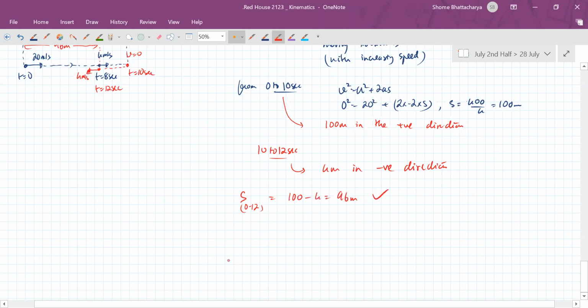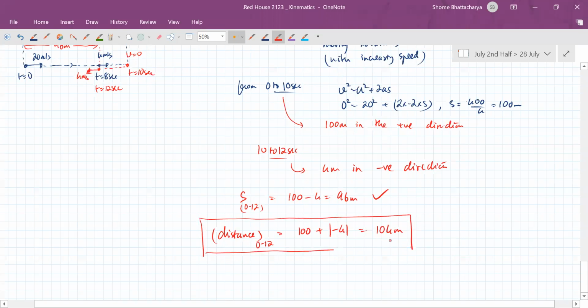By formula also it had come out like this. But if I talk about the distance from 0 to 12, it should become 100 plus mod of minus 4. So it should become 104 meters. So in that 0 to 12 second interval, the distance traveled is this much.